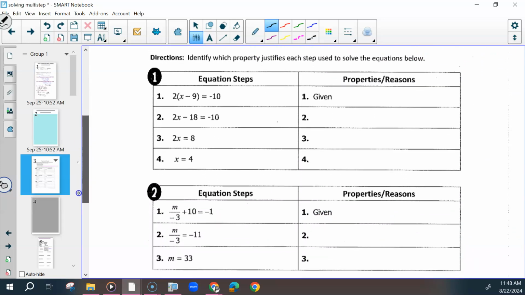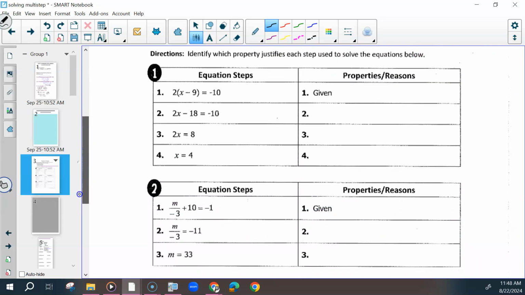Alright, we're just going to do a couple of these. This is just to recognize what's happening. So we start to get those steps in our minds so that when we actually do them, we're like, oh, okay, it was this. We're doing this. So whatever the first one is, that's always given. Then we're looking at what did they do? What changed from step 1 to step 2? What's different?